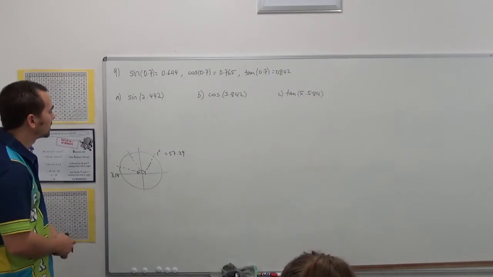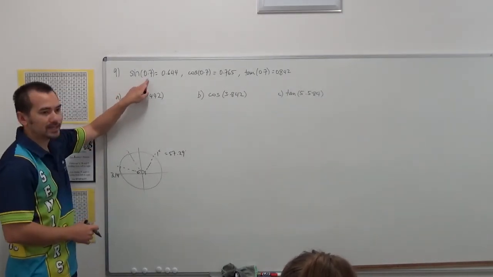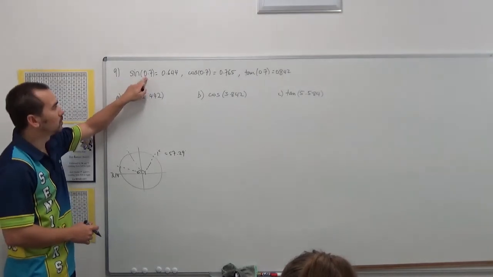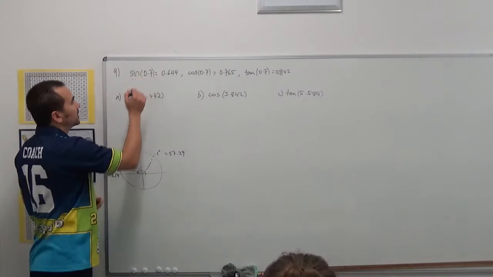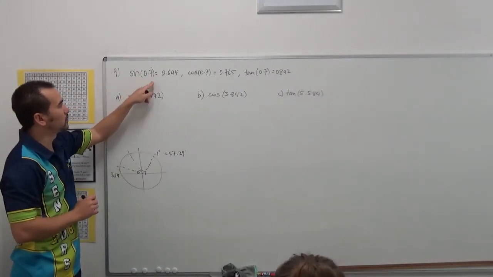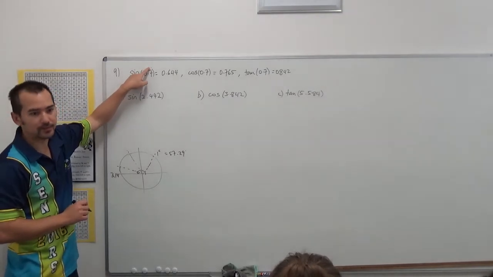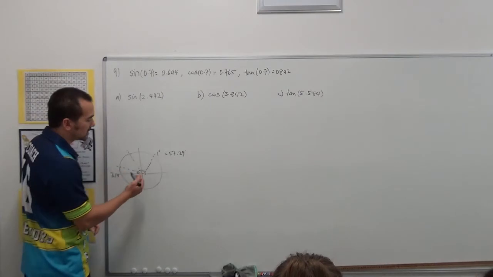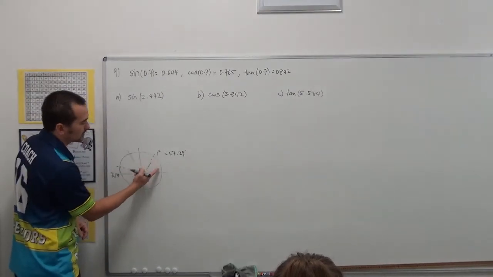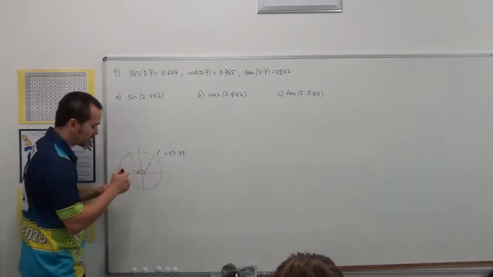Okay, it makes sense. So when it says sine 0.7, we're talking in radians here. Okay, there's no degrees indicated. They could ask you for 0.7 degrees, in which case they have to indicate the degrees. If there's no degrees, we're talking radians. So 0.7 is about 7/10 of this angle.